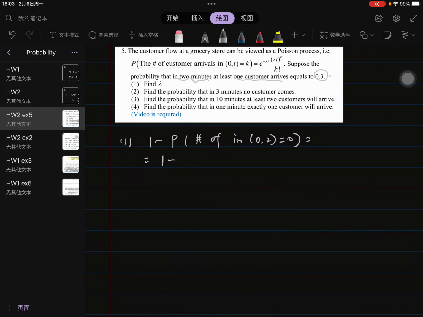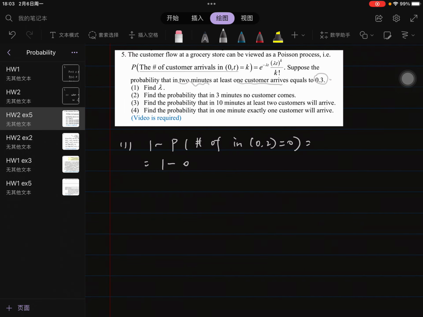So that is 1 minus, and we put it into the formula: e to the power of minus lambda t. t here is 2, right? And here k equals 0. So 0 and lambda t to the power of 0. That is 1 minus e to the power of minus 2 lambda times 1, equals 0.3.